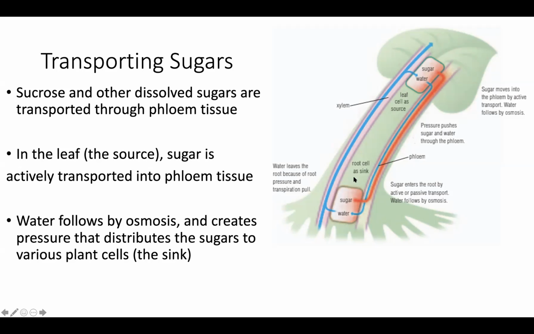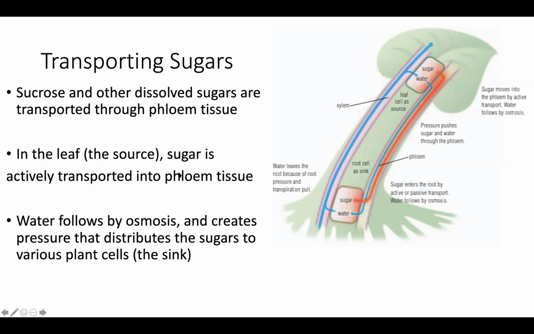When we are down here, the sugars will enter the root by active or passive transport. If we have high concentration here and a low concentration here, it will move in by passive transport. Remember, active transport is moving it against a concentration gradient.